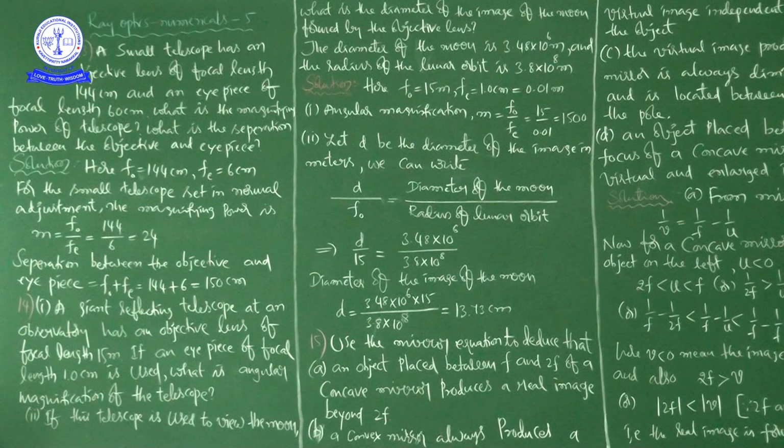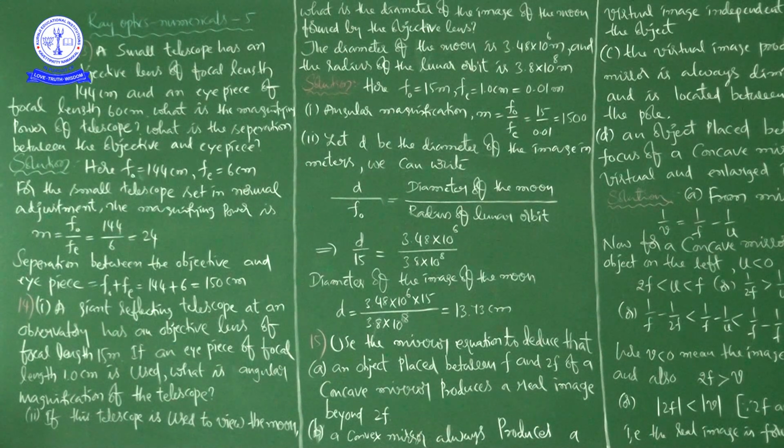You know that magnification has no unit because the quantities in the numerator and denominator have the same units, that is centimeter and centimeter. So the magnifying power has no units, it is 24.